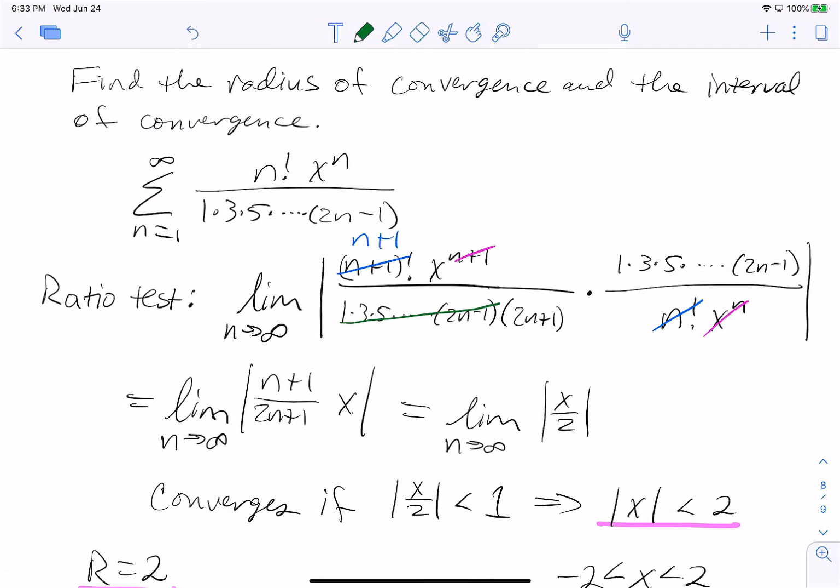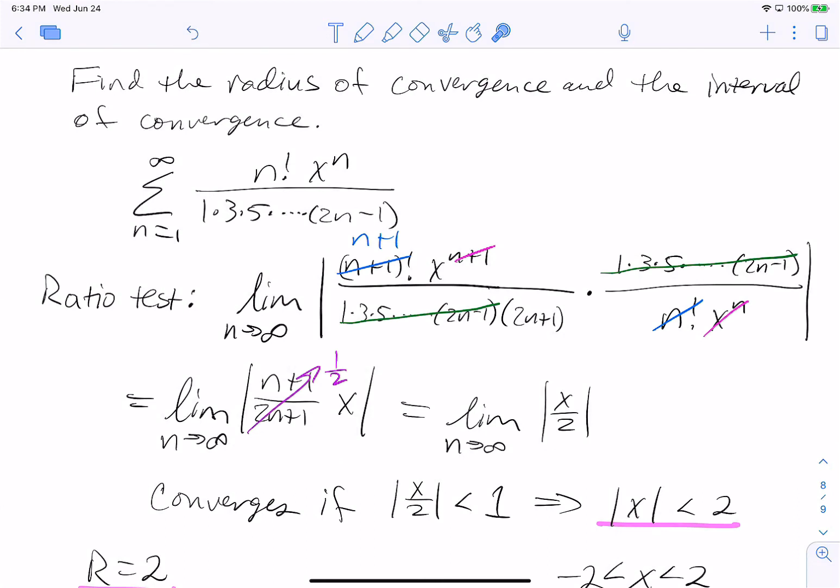And then all of the factors in the denominator divide out with all of the factors in the numerator except for the 2n plus 1 in the denominator. Therefore, we have the limit as n approaches infinity of n plus 1 over 2n plus 1 times the absolute value of x. The n plus 1 over 2n plus 1 will have a limit of 1/2 as n approaches infinity. So this becomes the limit as n approaches infinity of the absolute value of x over 2.